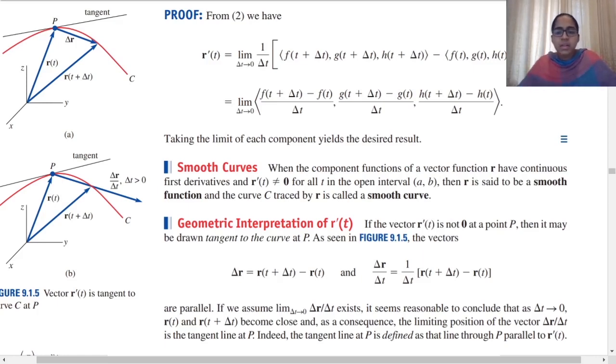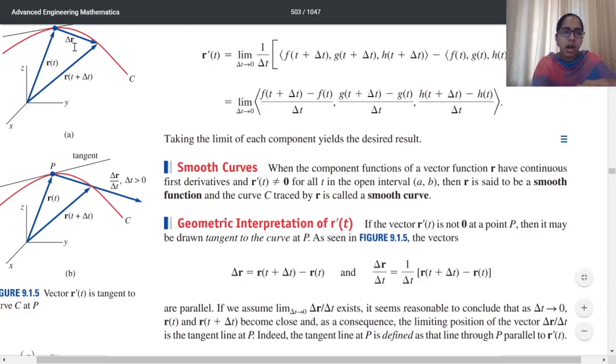So if the vector r dash of t is not 0 at a point P, then it can be drawn tangent to the curve at that particular point P. And it is also clear in this figure that the vector delta r and the vector delta r by delta t are parallel to one another.